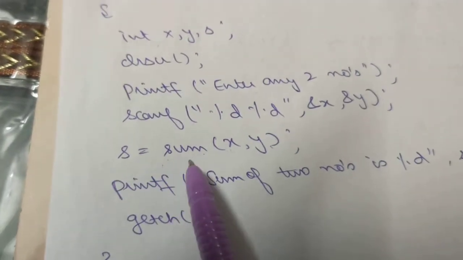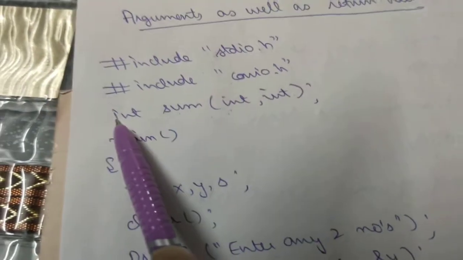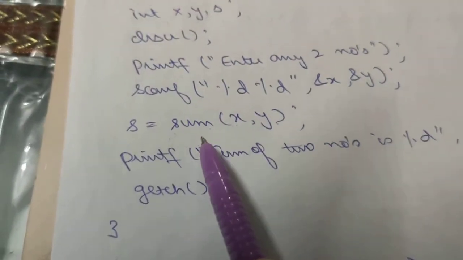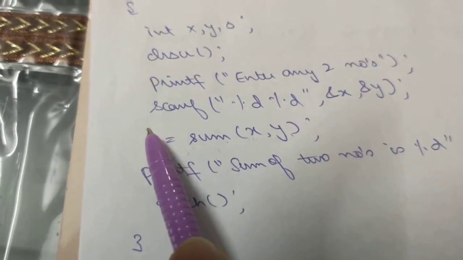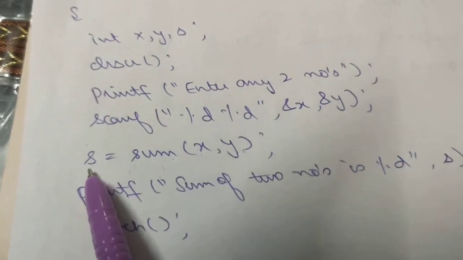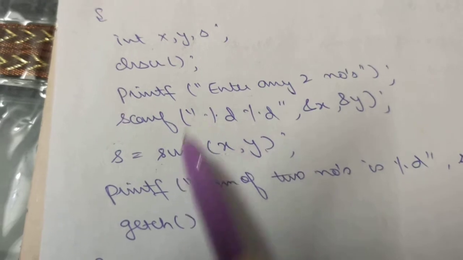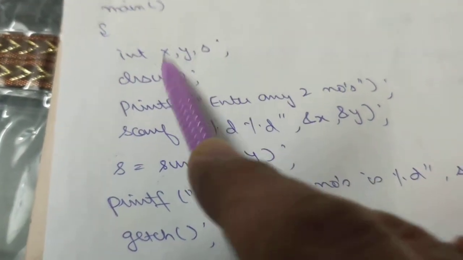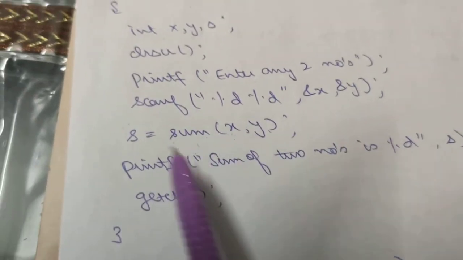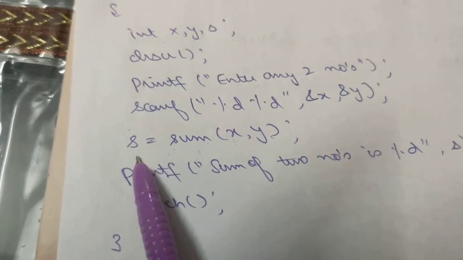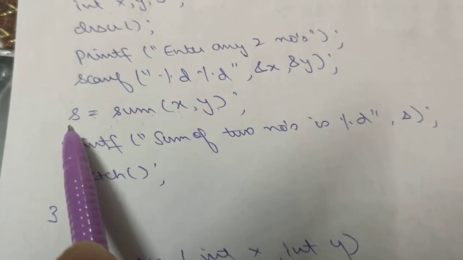So why have we written s is equal to sum(x, y)? The reason being that in this case, the function sum is going to return an integer value. The value returned by the function sum will be collected in this variable s. So this is the way in which we collect the values which are returned by the function. That's why we have used three variables here, x, y, s. x and y are the values passed to the function by the main, while s is a variable used to collect the result. What will be the result? The result will be the sum of x and y. That will be collected here.